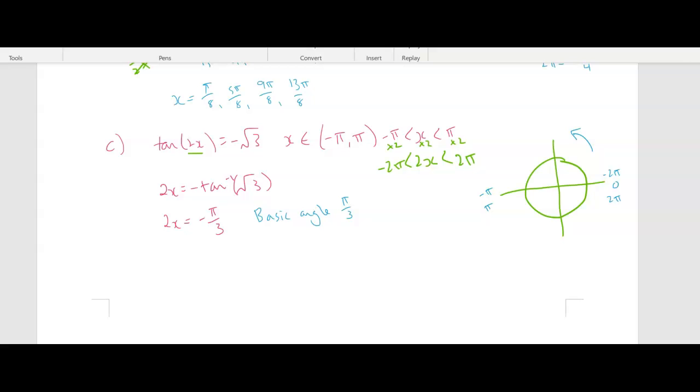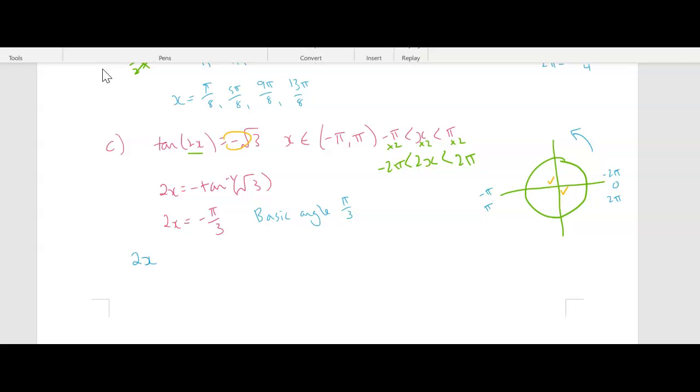All right, and because we're looking at a negative, we are going to be in the second and the fourth quadrants. Okay, so the previous example, we're in the first and the third because that's where tan is positive, but tan is negative in the second and the fourth quadrant. So we're looking for solutions there. We're going to keep it as 2x for now.